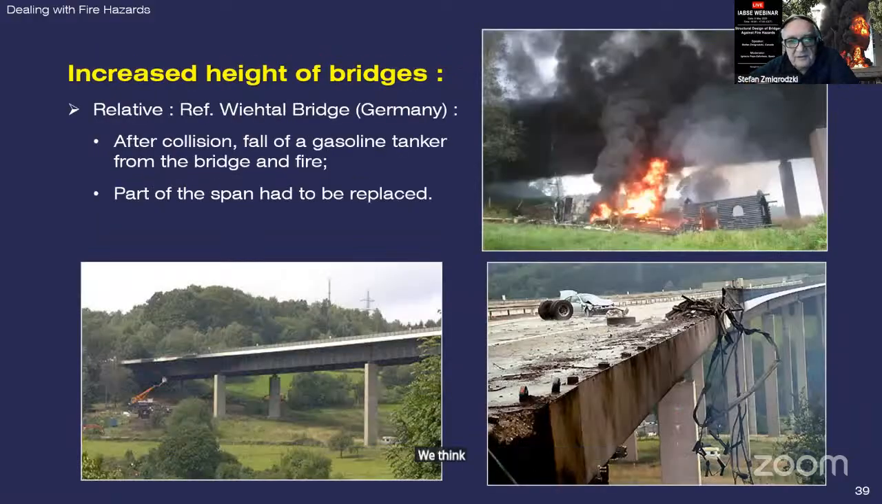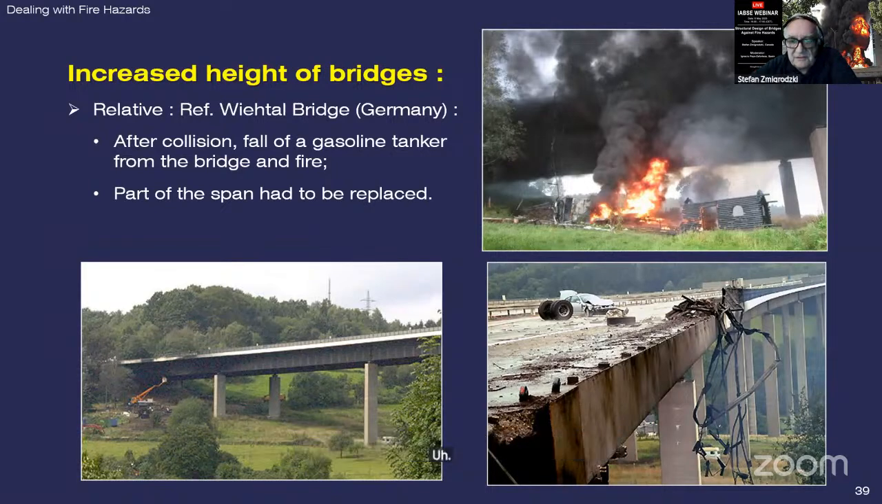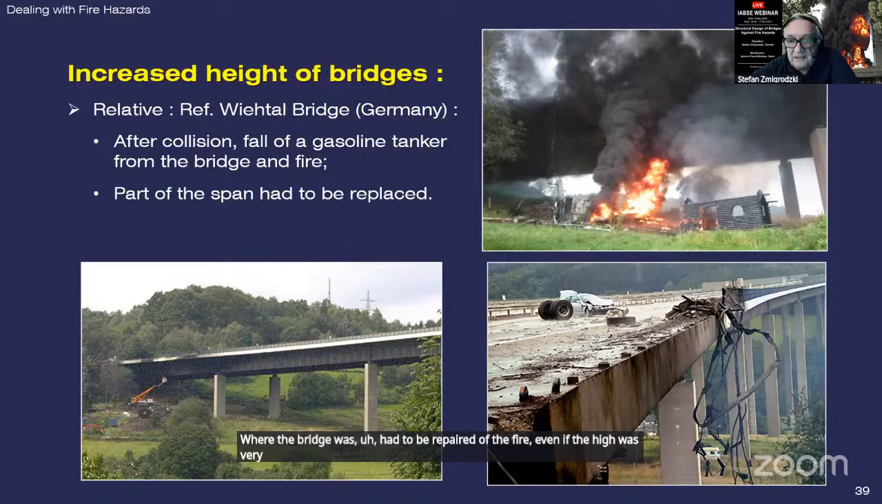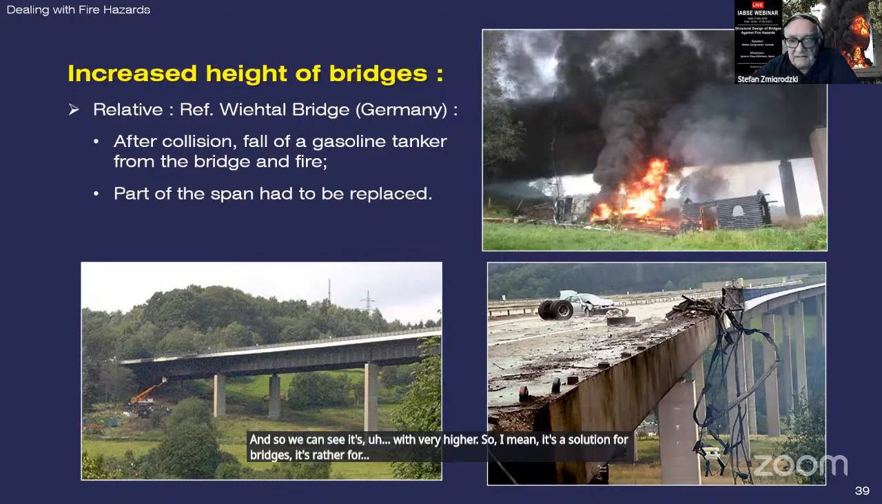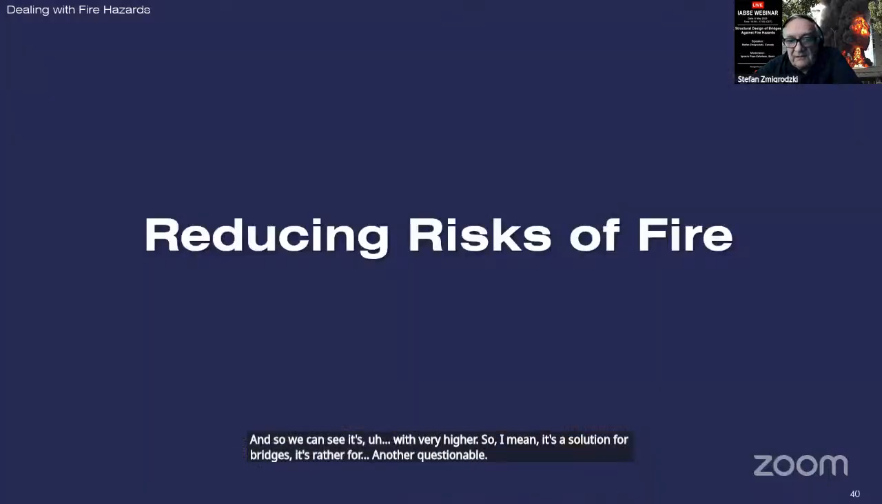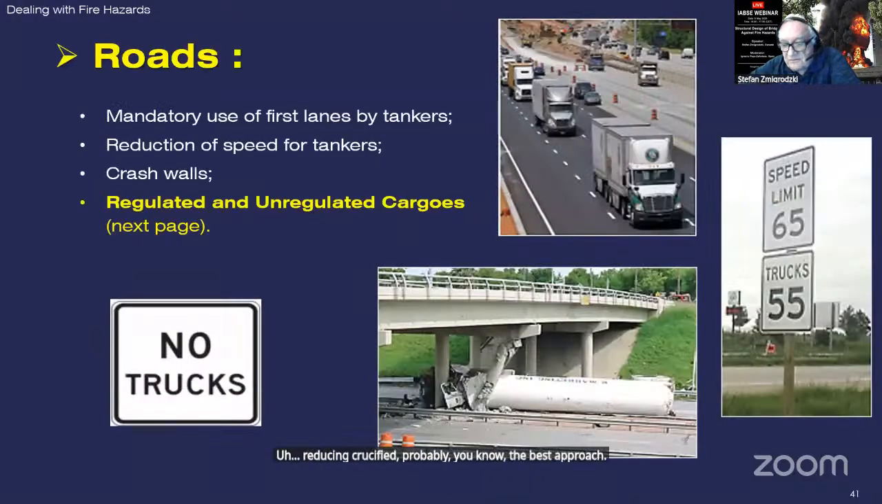We can think about increased height of bridges. It's relative. We have an example from Germany, the Vittelbrücke, where the bridge had to be repaired after the fire, even if the height was very, very important. And we can see it's very high. So as a solution for bridges, it's rather questionable. Reducing risk of fire is probably the best approach to deal with fire hazards.